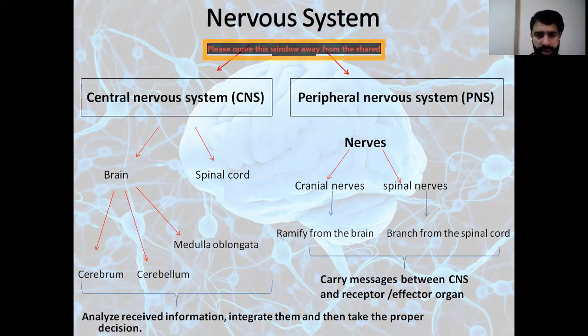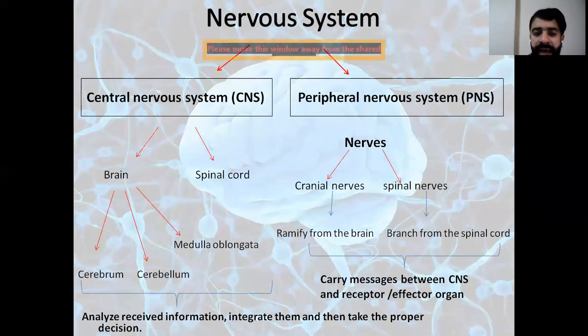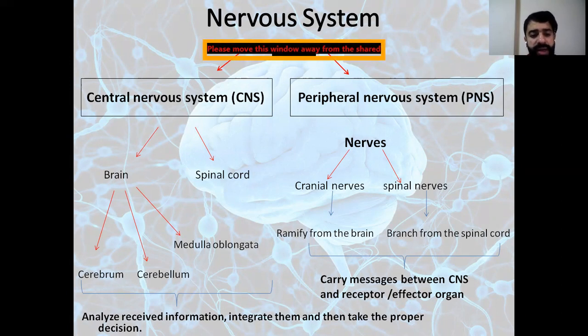So as a conclusion, the nervous system is divided into either the central nervous system or the peripheral nervous system. The central nervous system is divided into brain and spinal cord. The brain is divided into three parts, and sometimes they add a fourth, something called the pons. So brain, cerebrum, cerebellum, and the medulla oblongata, together with the spinal cord, form what's known as the CNS, the central nervous system.